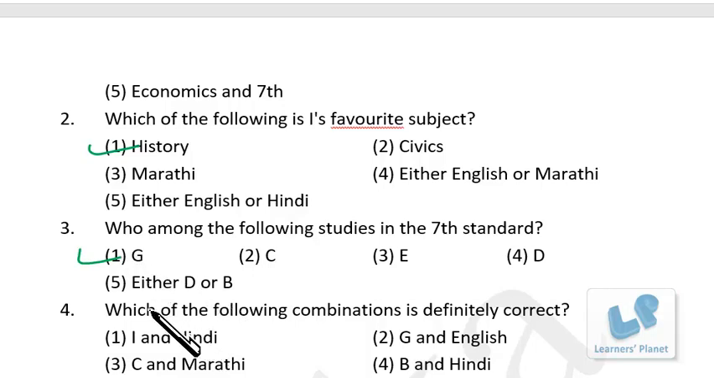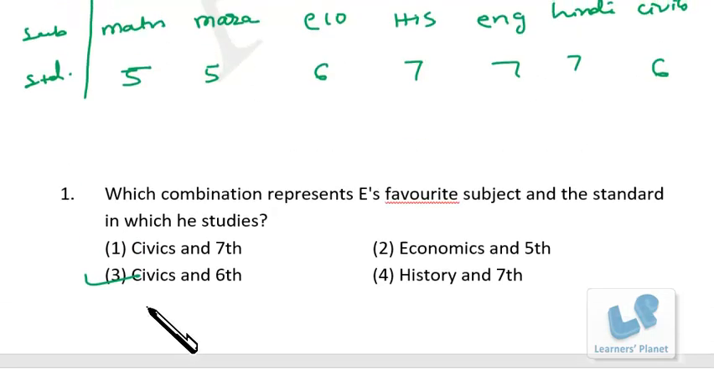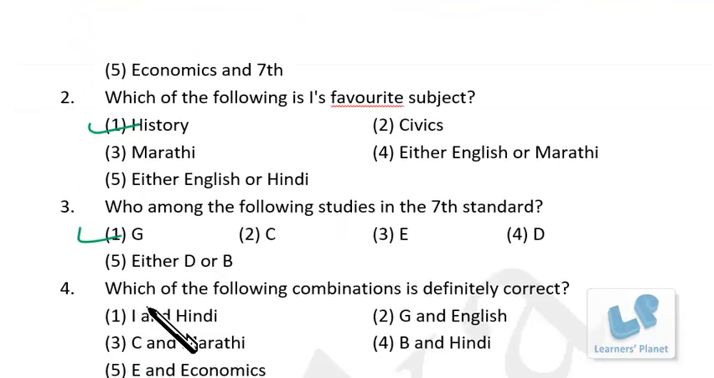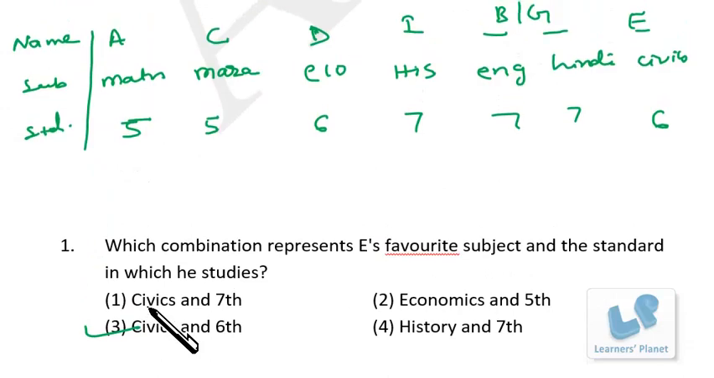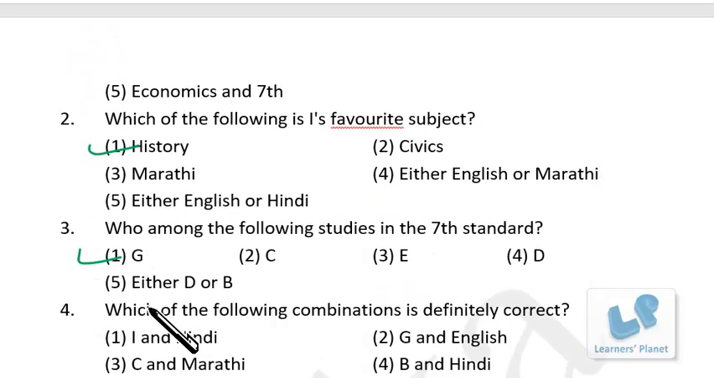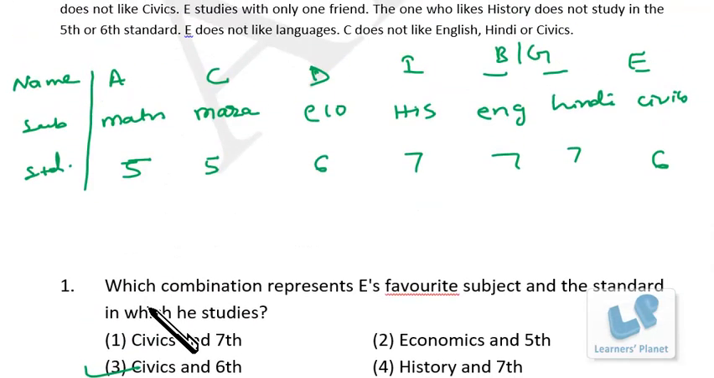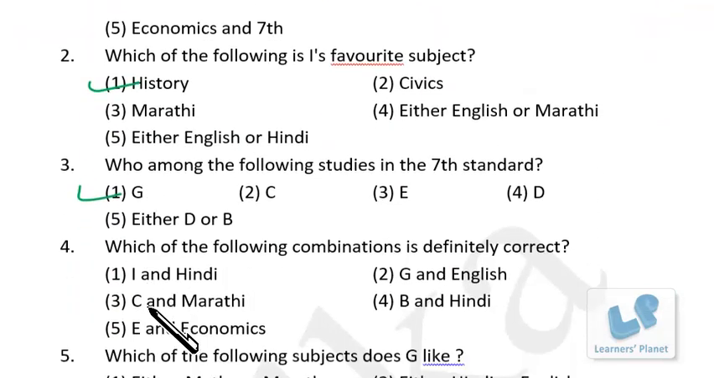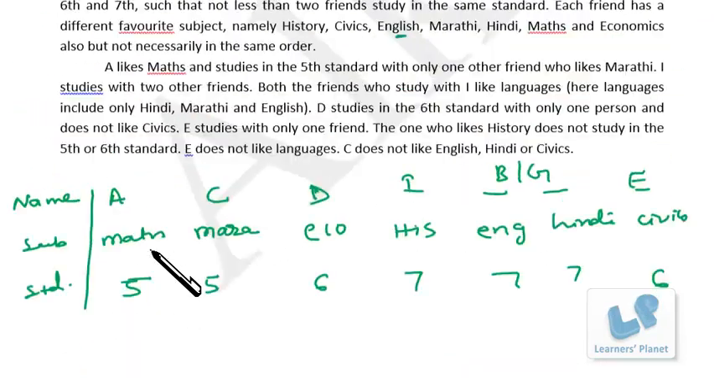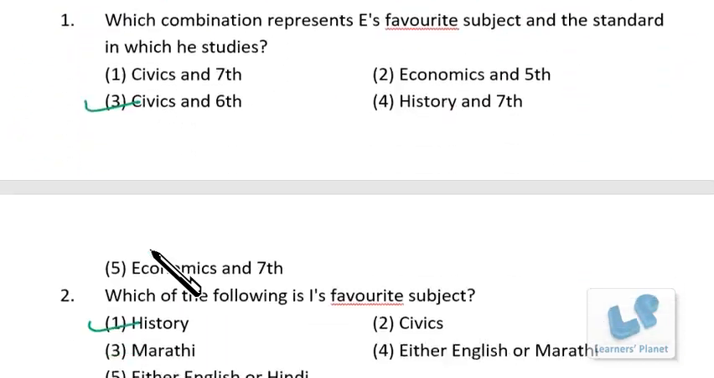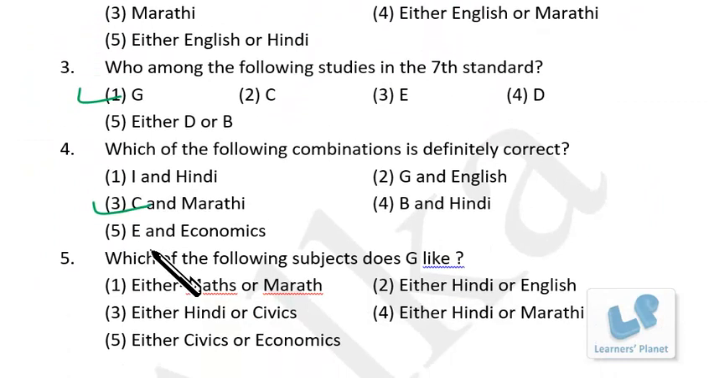Which of the following combinations is definitely correct? I and Hindi? No. I is history. G and B we cannot say. C, Marathi? Yeah, that's right. And E economics? So that's wrong. So C Marathi is correct. Which of the following subjects does G like? Between B and G, English or Hindi? So English or Hindi. Okay.